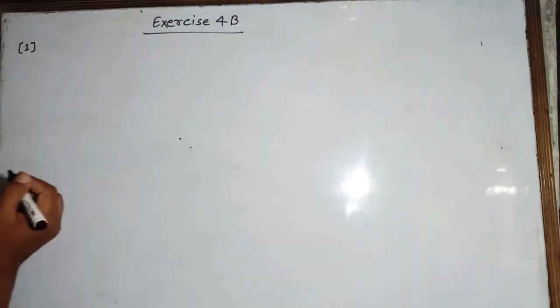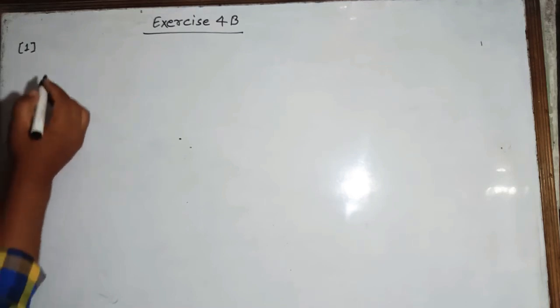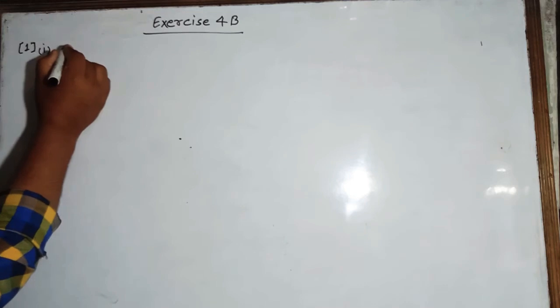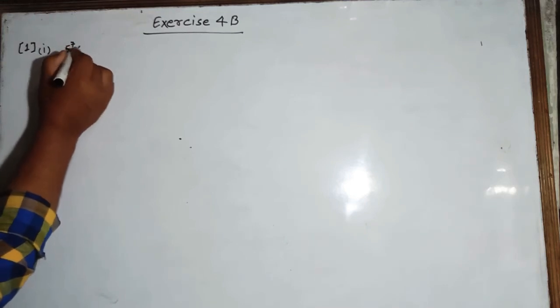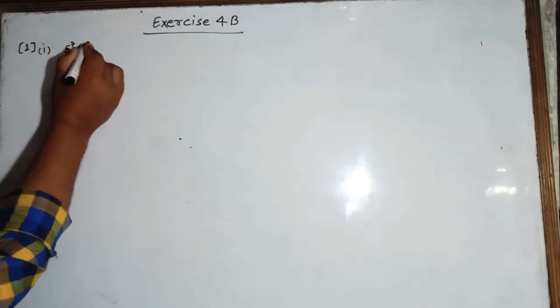Hello students, in this video we are going to solve our 4th B exercise of 4th chapter, Exponents. So question number 1 is: express the following products as an exponent of a single number. See, the first part is 5 to the power 7 into 5 to the power 2.